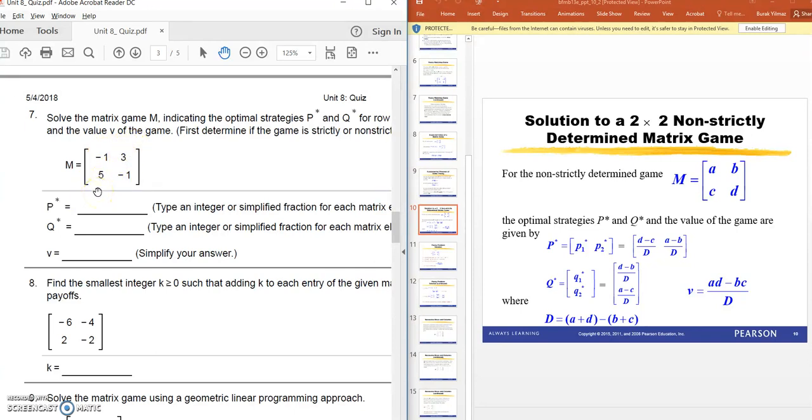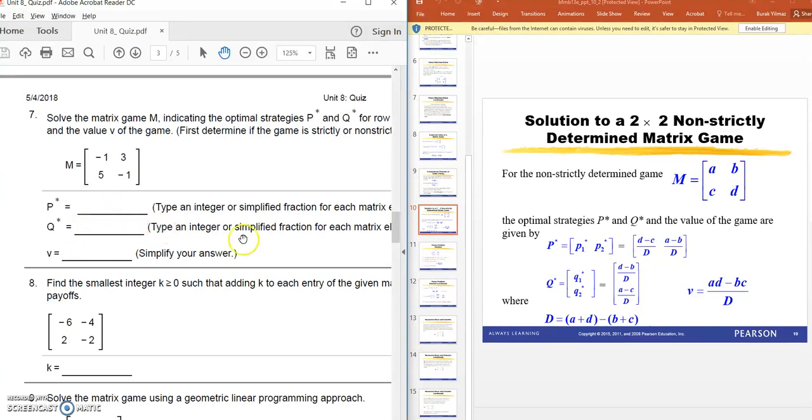So -14 divided by this capital D, which is A plus D minus B plus C. So that's -2 minus 8, which is -10. So we got -14 divided by -10 for V, which, if you simplify, you get 7/5. So 7/5 is the fraction that represents the value of this game for V. So we found V. Now we're going to find the optimal strategies for each player.